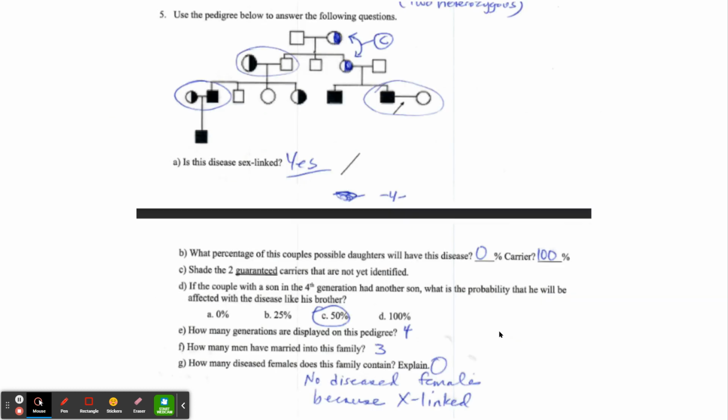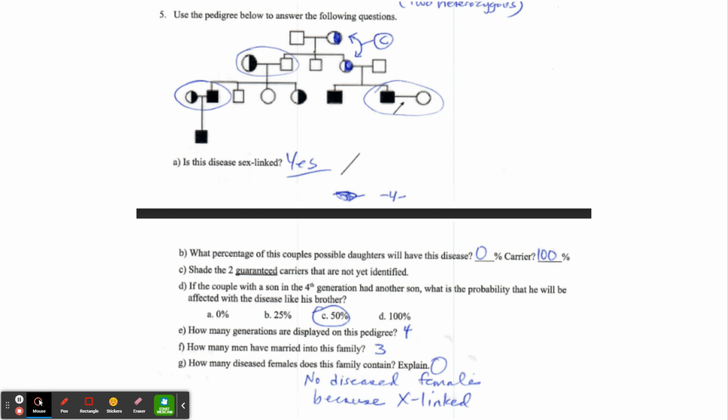Okay, use the pedigree below to answer the following questions. Is this disease sex-linked? Yes, because the males are all showing the actual disease, and you see some carriers there. What percentage of this couple's possible daughters will have this disease? 0%. Carrier, 100%. Shade the 2 guaranteed carriers that are not yet identified. Right here and here, because the boys have it. These have to be carriers.